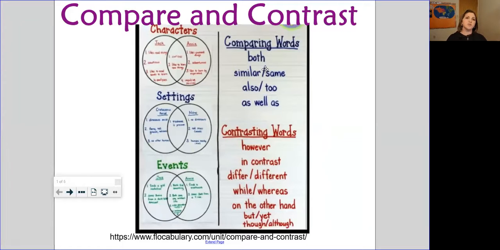But when we're contrasting two things and figuring out how they're different, we use different keywords. Some of those vocabulary words are differ. That's used as a verb. So I might differ from someone else in what my favorite thing is. We also use the word different, like we're describing something as different. We could also say in contrast, and we could also say however or on the other hand.